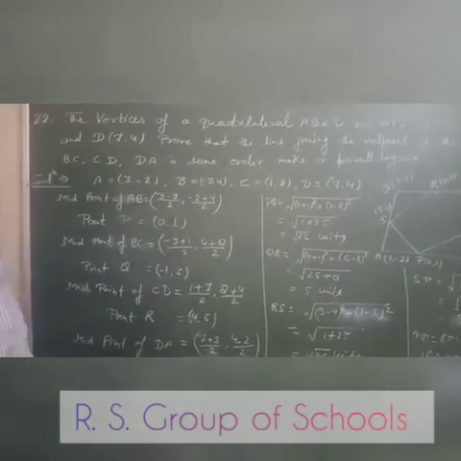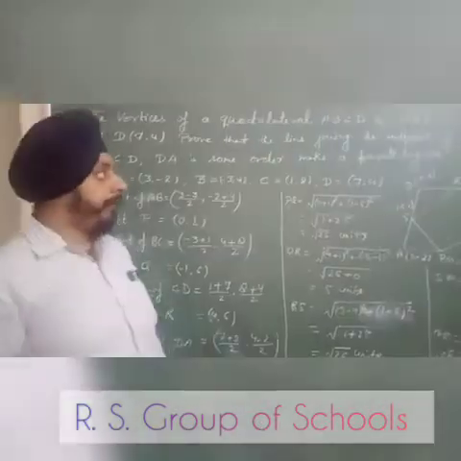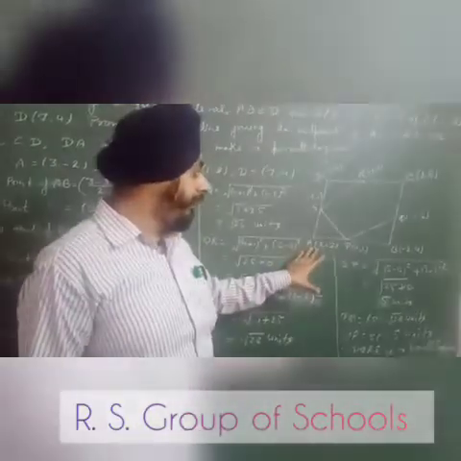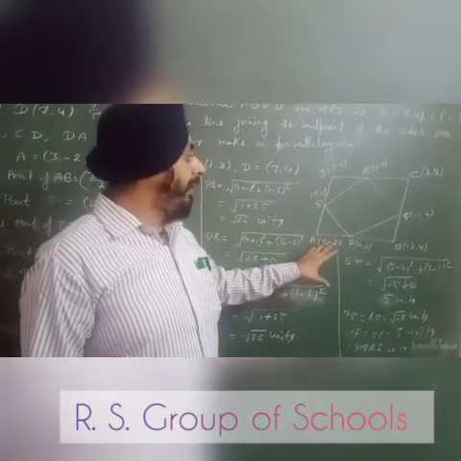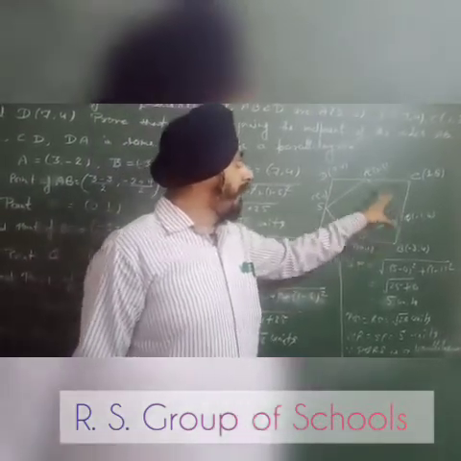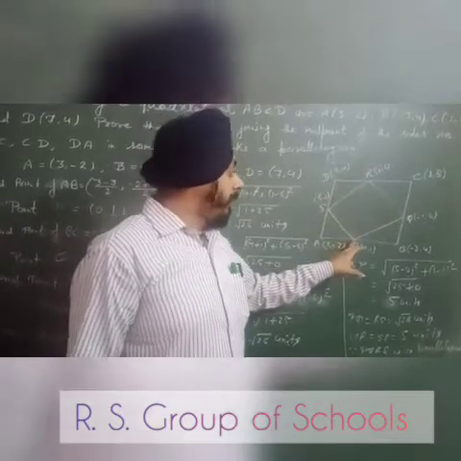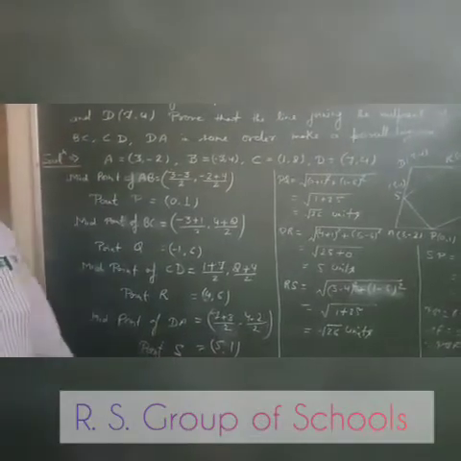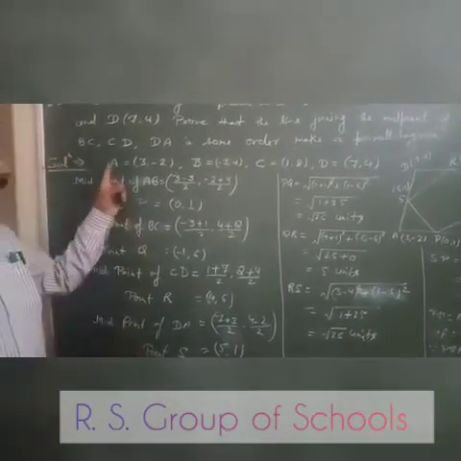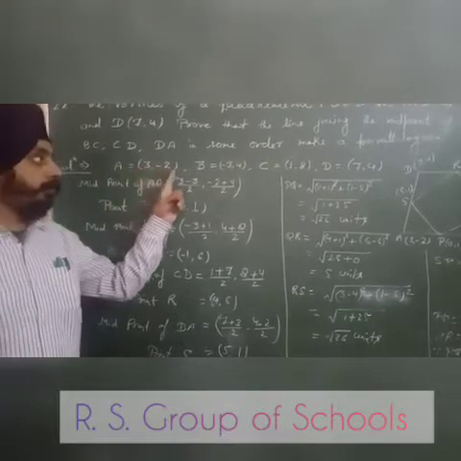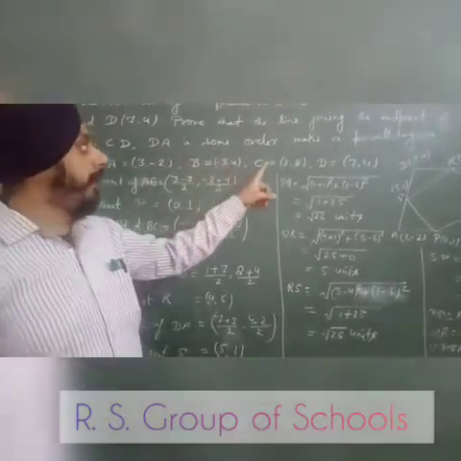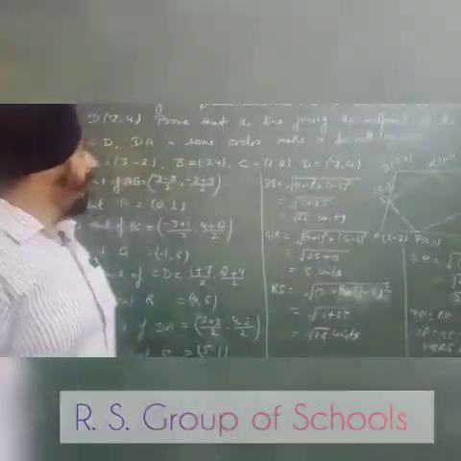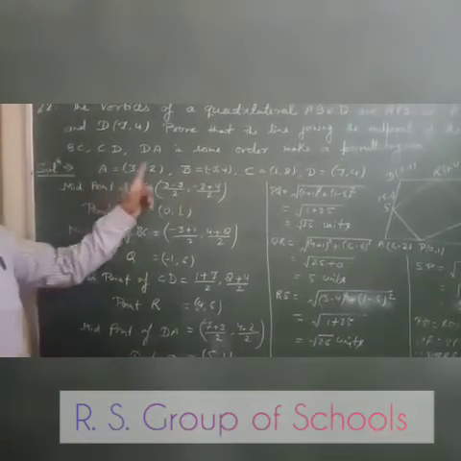a parallelogram. In this question, we have a quadrilateral ABCD whose vertices are given. We prove that on joining the midpoints of its sides, PQRS is a parallelogram. First, we find the midpoint of every side. We have the coordinates of A (3, -2), B (-3, 4), C (1, 8), D (7, 4). First, we find the midpoint of A and B.